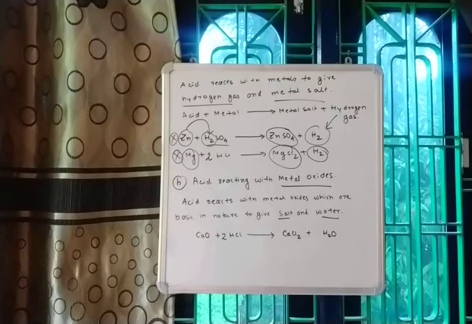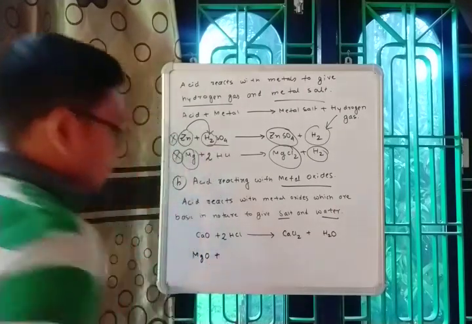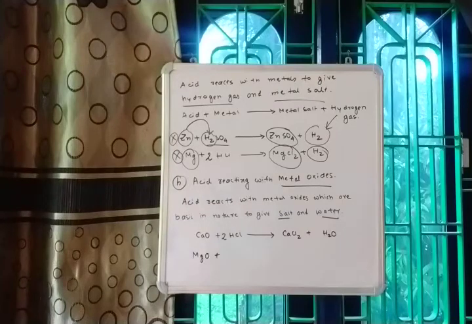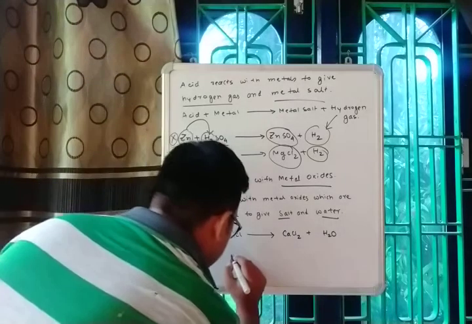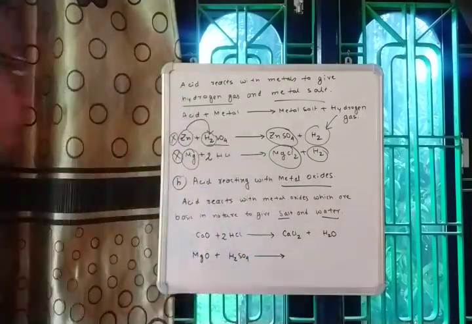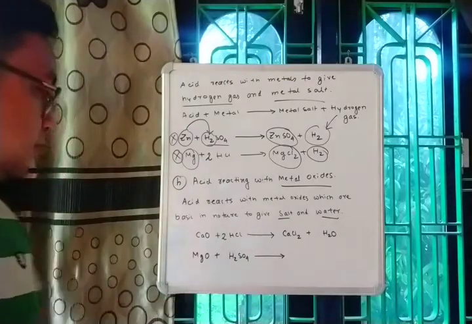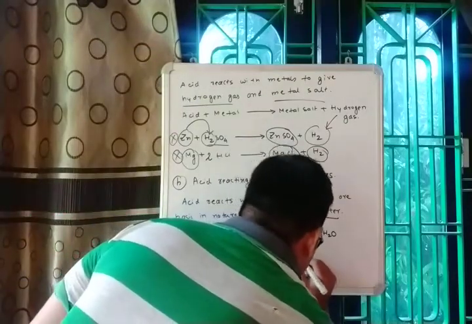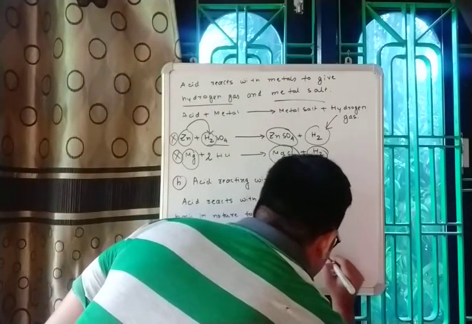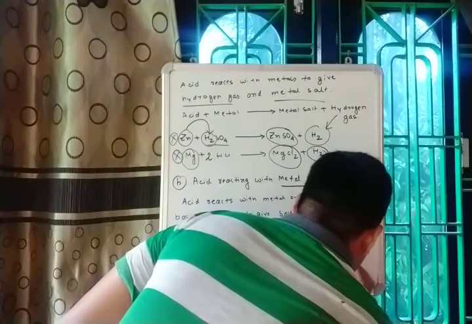Let's write one more equation. Let's take magnesium oxide, MgO. This time let's take a different acid. We have already taken HCl, so we will not take HCl again. This time let us take, for example, H2SO4, sulfuric acid. So what kind of salt can we expect? Magnesium oxide when it reacts with sulfuric acid gives us magnesium sulfate. The salt is magnesium sulfate, MgSO4. And the other product is quite obvious, that is water, H2O.